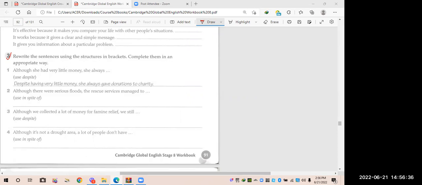In spite of there were serious floods, the rescue services managed to rescue the victims. Despite we collected a lot of money for famine relief, we still not able to help everyone. In spite of not being a drought area, a lot of people don't have enough food and water.